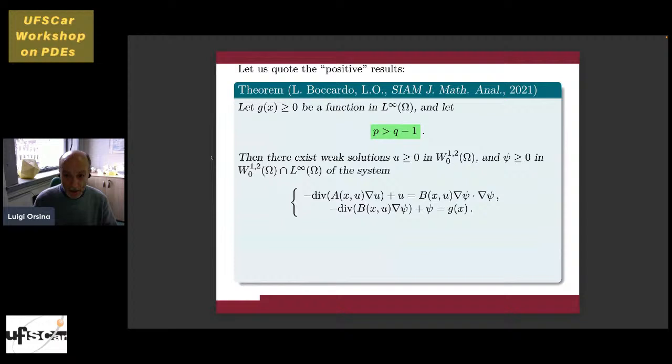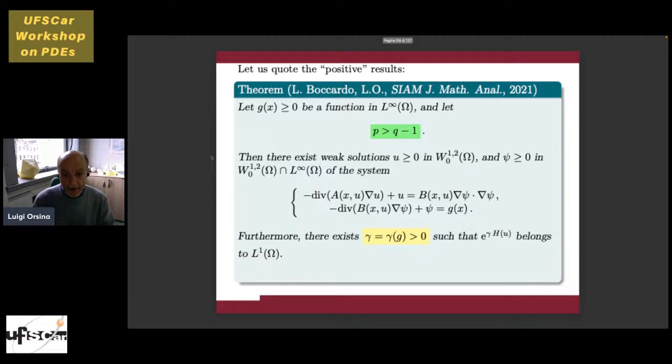U is positive, psi is positive, and bounded, of the system that I quoted you before. And then we have a lot of properties which improve the knowledge of the functions U and psi. That is to say, there is a positive number gamma depending on G, actually depending on the norm of G in L infinity, such that e to the gamma H of U is in L1.